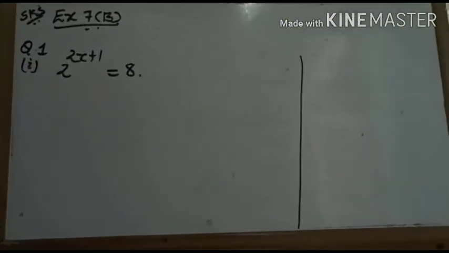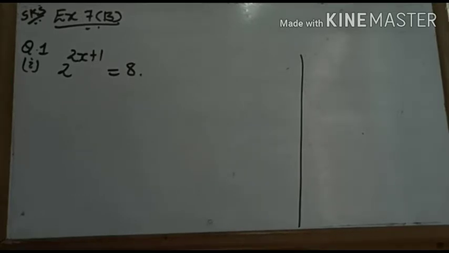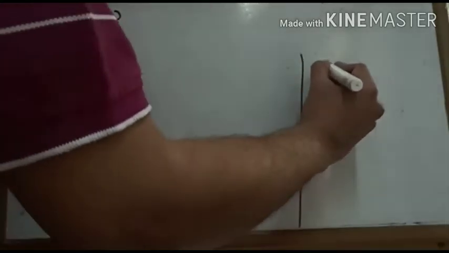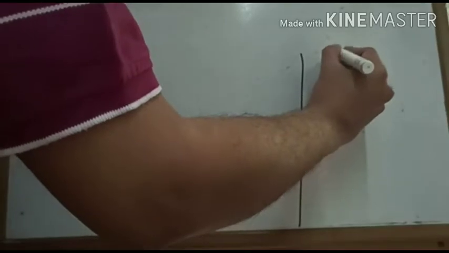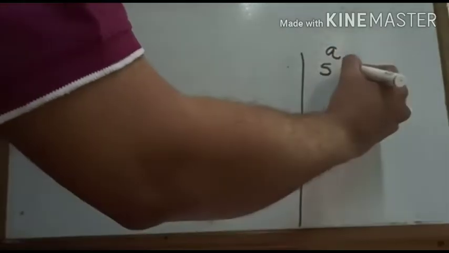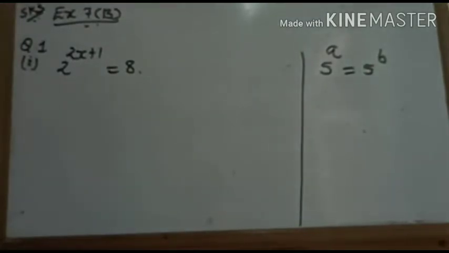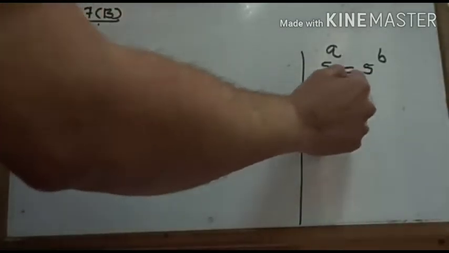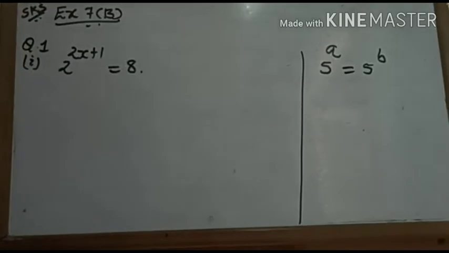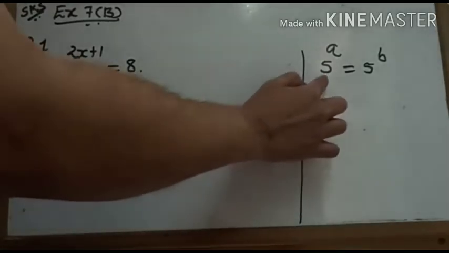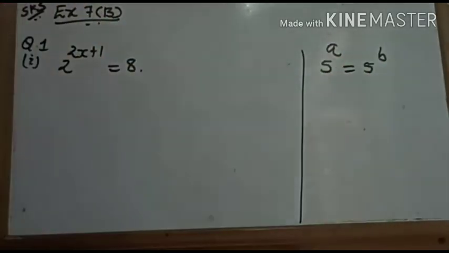Friends, today we are going to see exercise 7b, and you need to know one law very well: if two bases are equal, what I mean to say here is, I have 5 raised to a is equal to 5 raised to b. Here there are two terms given to us, one on either side of the equal to sign. Left side we have 5 raised to a and right side we have 5 raised to b.